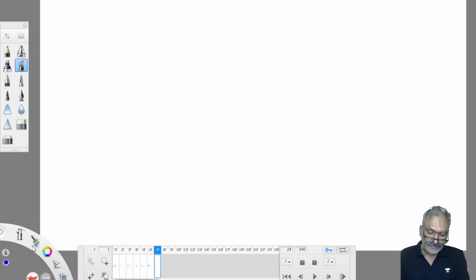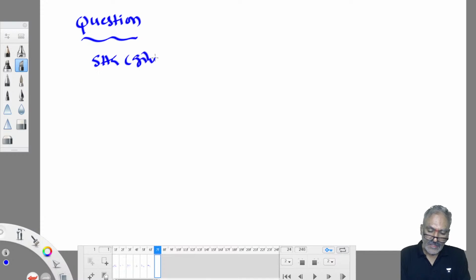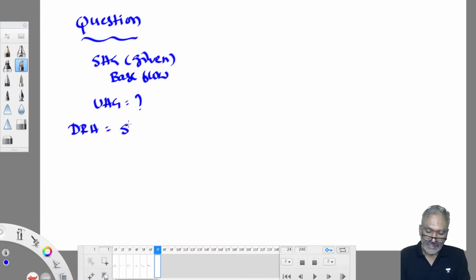Whenever the kind of question they ask is, the storm hydrograph is given to you along with the base flow, and you are expected to find the unit hydrograph, then what to do? First we derive the direct runoff hydrograph, which is the storm hydrograph minus the base flow. Then the unit hydrograph is equal to the direct runoff hydrograph divided by the runoff R.